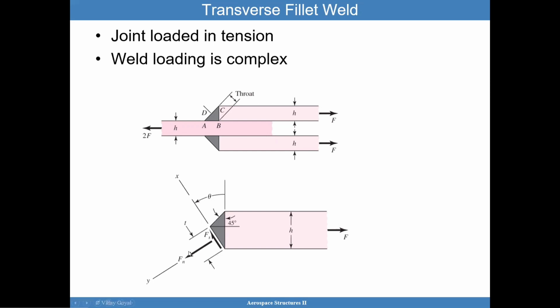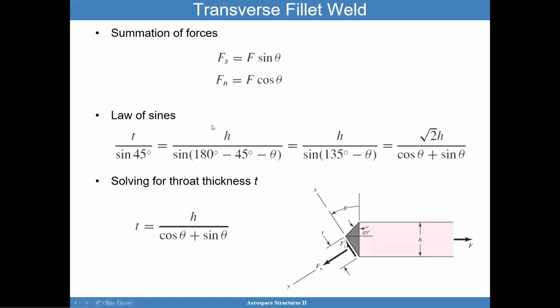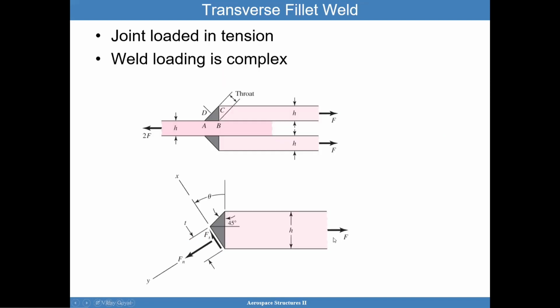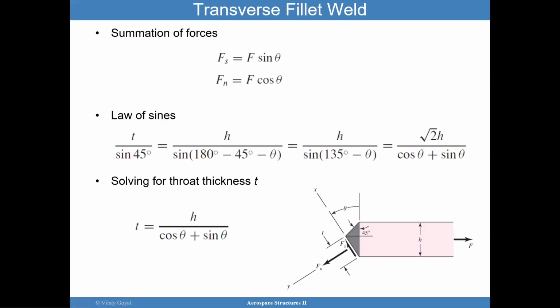So I'm examining these forces relative to this F, and that's simply a summation of forces. So Fs equals F sine theta, Fn equals F cosine theta. So I'm taking this F and then finding the components, the resultants of that in this plane. And so I can use some trigonometry to relate this thickness H to this theta and this design throat. So that should be fairly simple. H is known, and then the throat is known. So you can calculate theta.